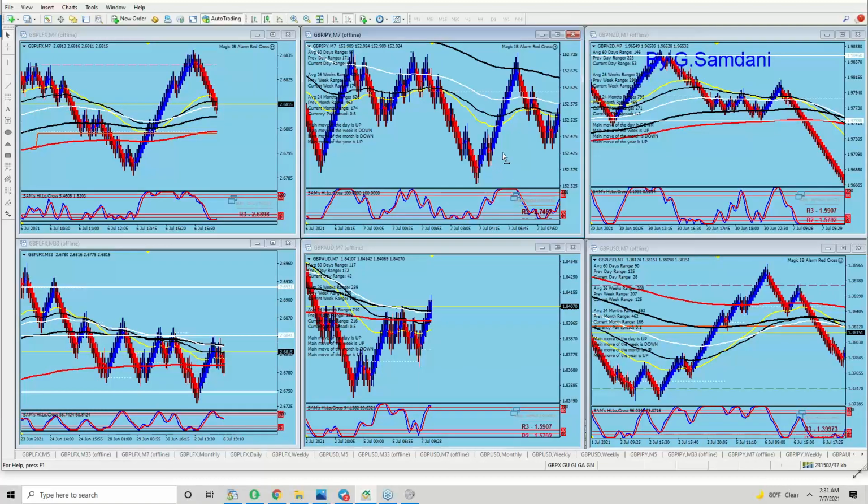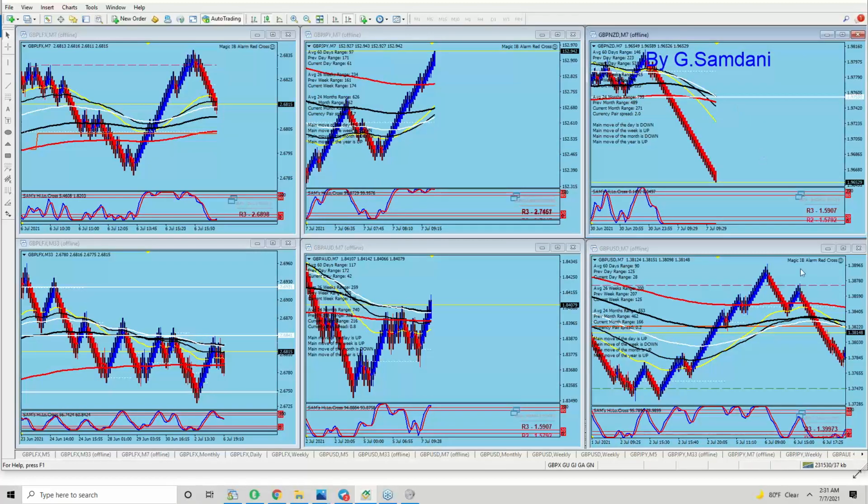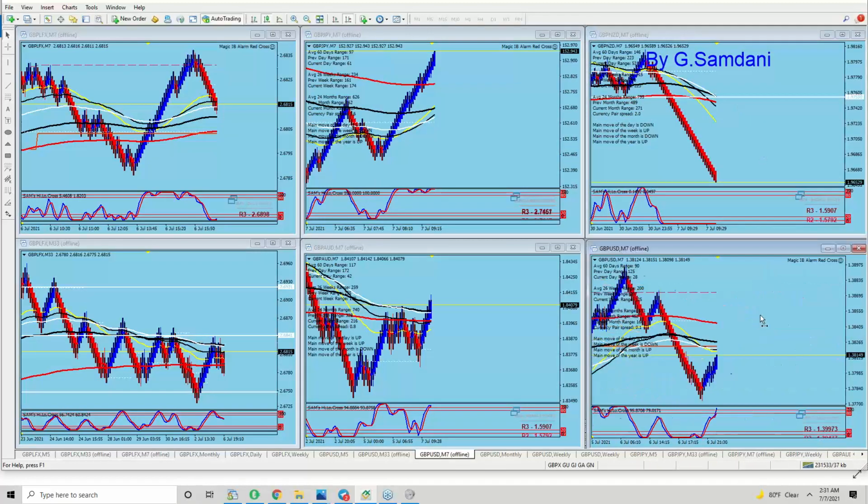So what I will wait for is my proper setup. Right now it's going up. I want my setup here. It has to be below this. The yellow has to be below the black, and so on. For example, I refresh this chart. Okay, here.